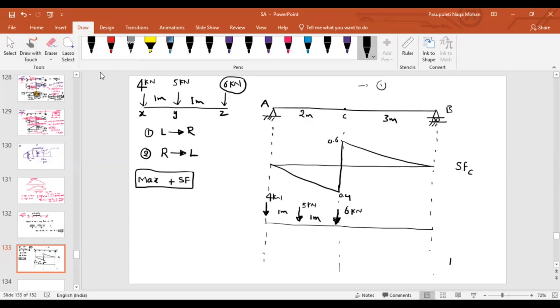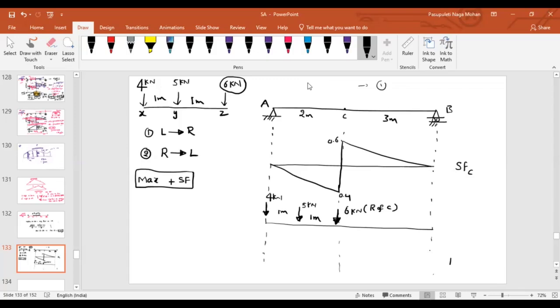No, sir. Why? It will give negative shear, sir. Yeah, even though it is a negative shear, 6 I am placing just to the right of C. Can't I place it? Why? Because I am talking about ordinate 0.6. 0.6 is a larger magnitude. If I place the maximum load over there, can't I get the maximum positive shear force?